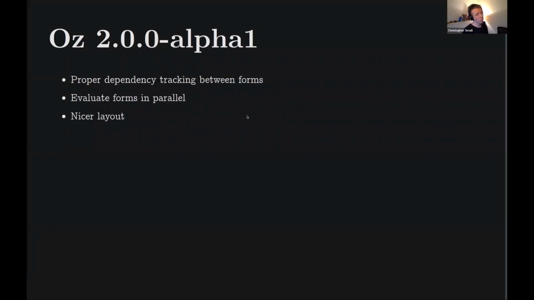But the core functionality that I was after, which is again this proper dependency tracking between forms, has now been implemented. Not only that, but it also evaluates these forms in parallel. As I started thinking about this problem, if we recognize that a set of forms are independent of each other, is there any reason not just to compute them in parallel?